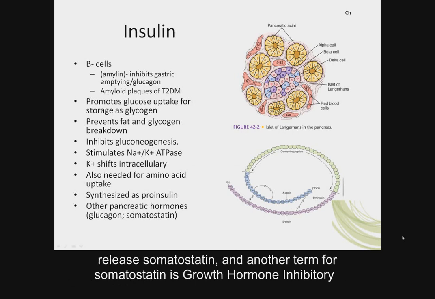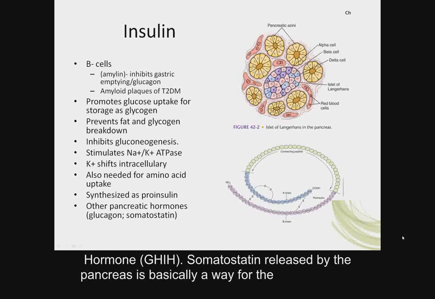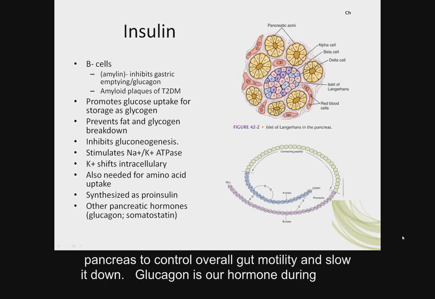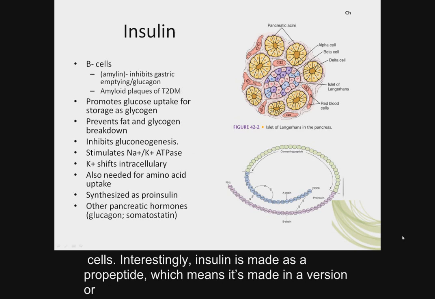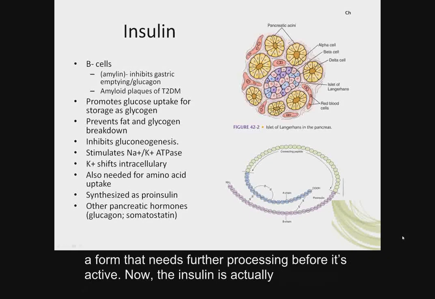Somatostatin released by the pancreas is basically a way for the pancreas to control overall gut motility and slow it down. Glucagon is our hormone during post-absorptive states. It's our glucose-sparing hormone. Insulin is released by the beta cells. Interestingly, insulin is made as a propeptide, which means it's made in a form that needs further processing before it's active. Now, the insulin is actually stored in granules, little membrane-bound cytoplasmic pockets, if you will.